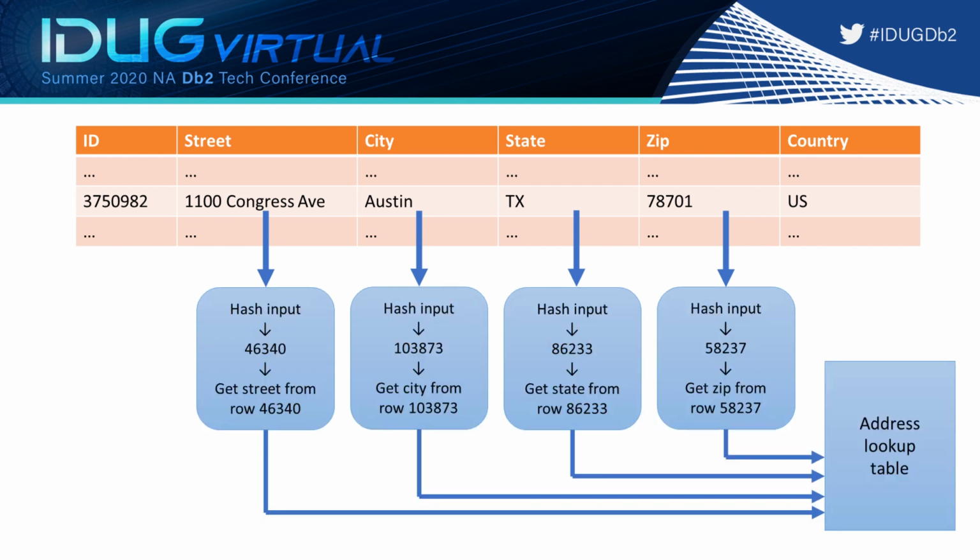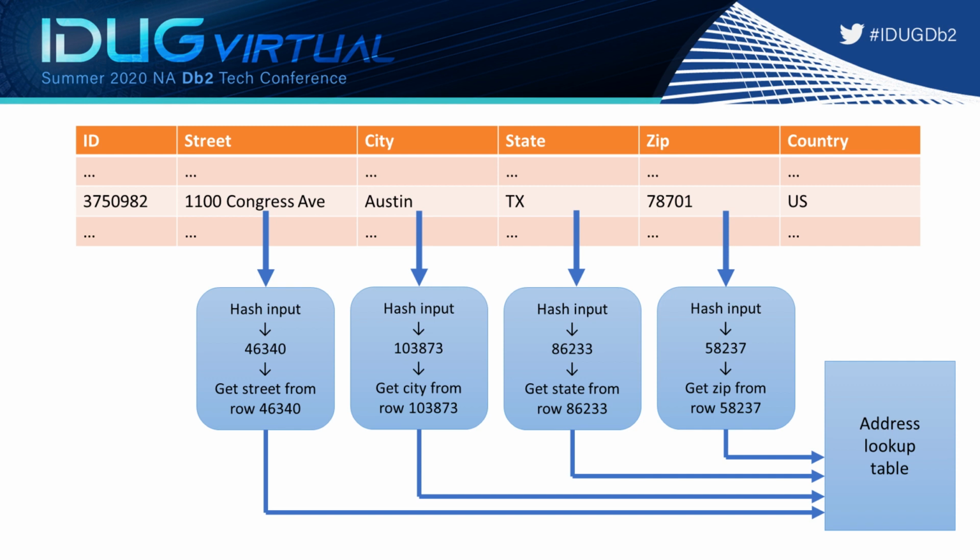The 4 columns for street, city, state, and zip code contain different pieces of information. If we take the street name, 1100 Congress Avenue, that's a string, and the first thing that the masking function will do is calculate a hash number based on that string. For example, we could get 46,340 as our hash number. The next column contains the word Austin. That's a different string, and therefore the hash value would be totally different. In this example, it might be 103,873. And for the state and zip code, we get another 2 different hash numbers.